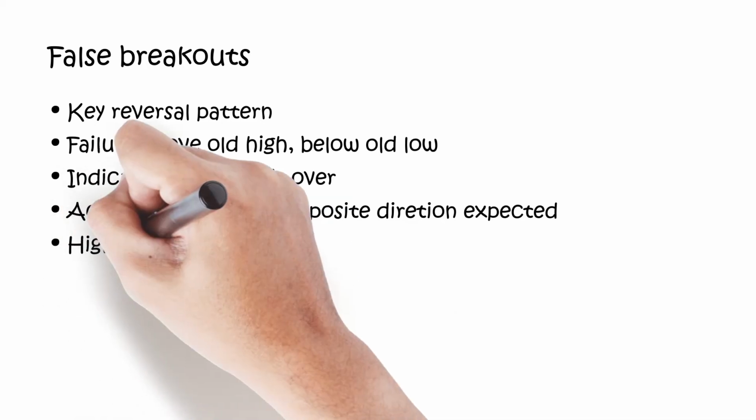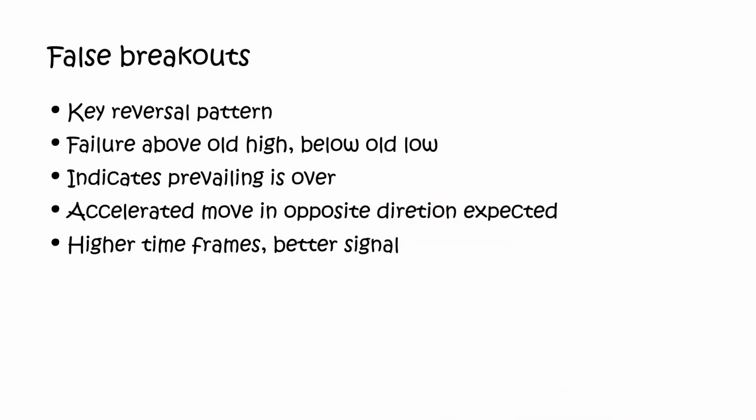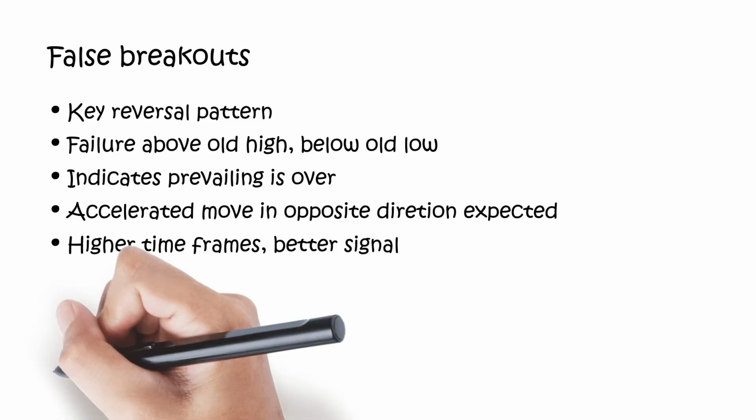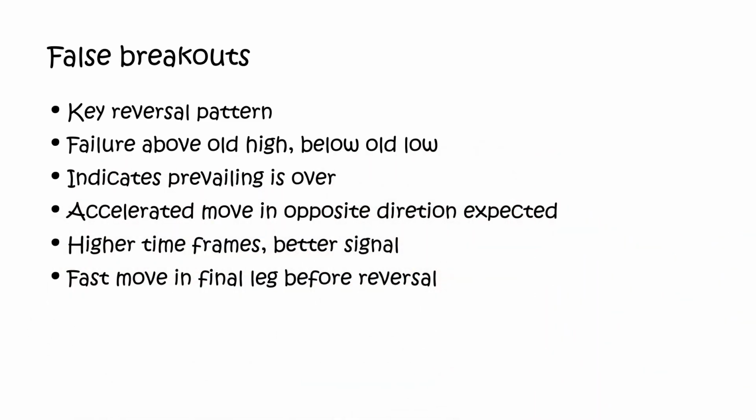So what you will often see is an accelerated move in the opposite direction, which could provide significant reward if traded correctly. Now, false breaks can happen on any time frame. Generally speaking, the higher the time frame, the better the quality of the setup tends to be. Regardless of the time frame, one of the key price characteristics we look for when anticipating a potential false break reversal is a fast move in the final leg of the rally or sell-off into an old significant high or an old significant low.